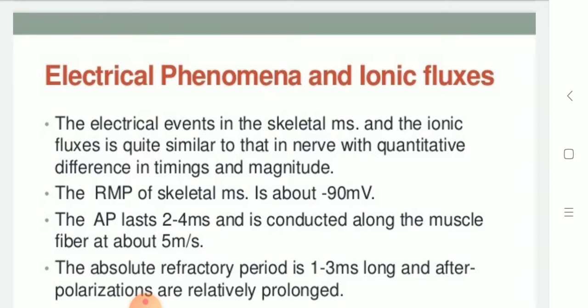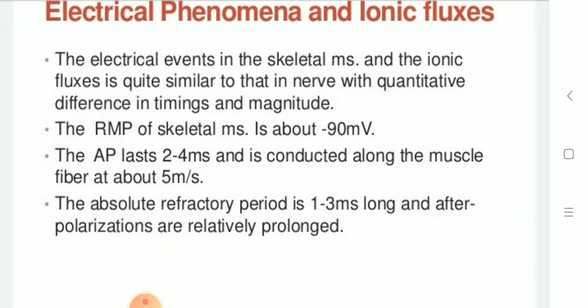Electrical phenomena and ionic fluxes. The electrical events in the skeletal muscle and the ionic fluxes are quite similar to those in nerve, with quantitative differences in timing and magnitude. The RMP of skeletal muscle is about minus 90 mV. The AP, meaning action potential, lasts 2 to 4 milliseconds and is conducted along the muscle fiber at about 5 meters per second.